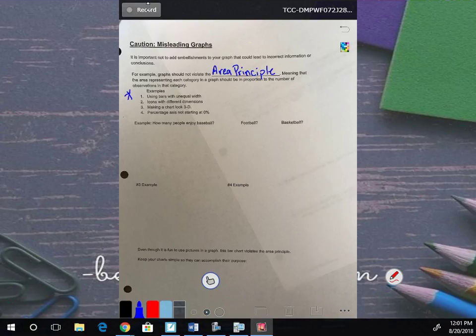These examples are key. You might have a test question over these 4 examples. Hint, hint. What is that? Using bars with unequal widths. Okay, for example, for regular season, I use a fat bar, and playoffs, I use a skinny bar. That's not fair. I'm going to be more proportion to regular season because to me it looks like it covers more area. Hence, why it violates the area principle.